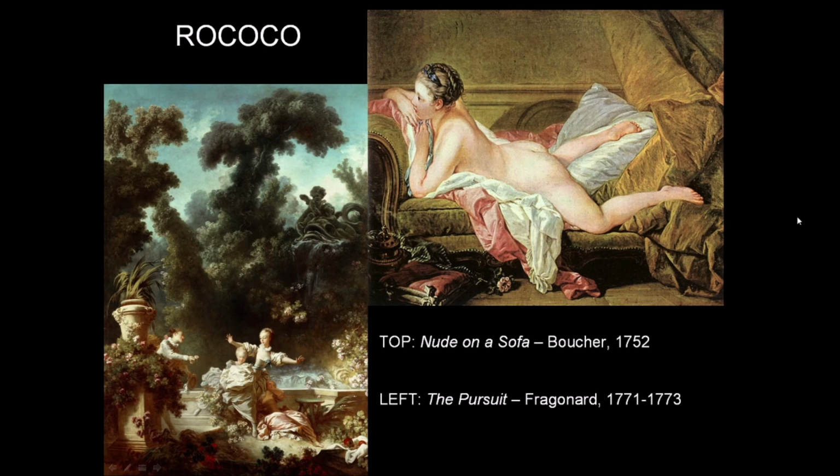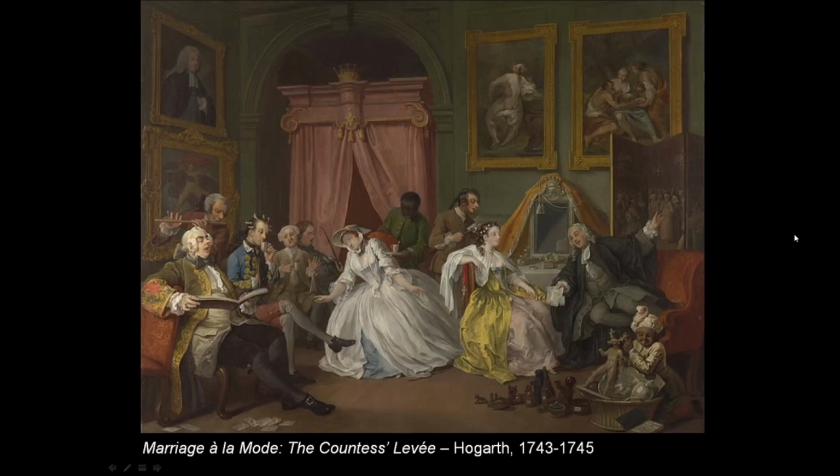But there's a reaction to this. This sort of classist divide is going to become more and more pronounced over the next 100 years, and we will talk about where that will end up. The immediate reaction is to reject these aristocratic Rococo-type values. So here we have Marriage a la Mode, The Countess's Levee by Hogarth. And this you might mistake for Rococo.